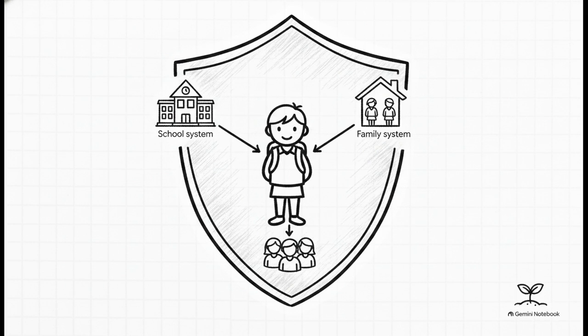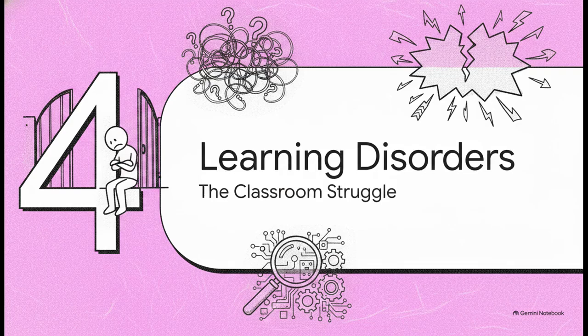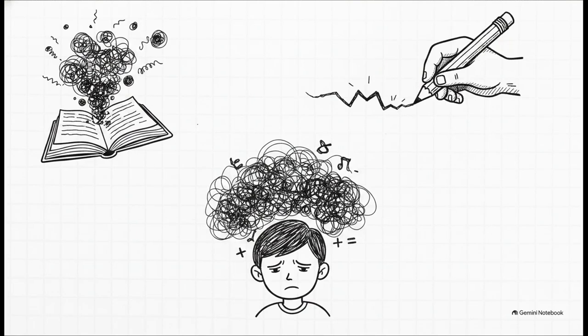of wraparound support. All right, Section 4, Identifying Specific Learning Disorders, the Classroom Struggle. You've definitely encountered these terms before, but let's quickly anchor them. Specific learning disorders mean a student is performing well below expectations for their age, schooling, and intelligence in very exact areas. So we have dyslexia, which is a significant and persistent difficulty in reading, dysgraphia, representing significant difficulty in written expression, and dyscalculia, a significant difficulty in mathematics.